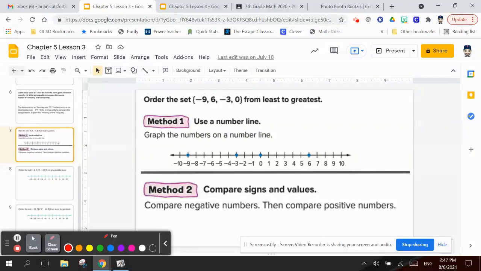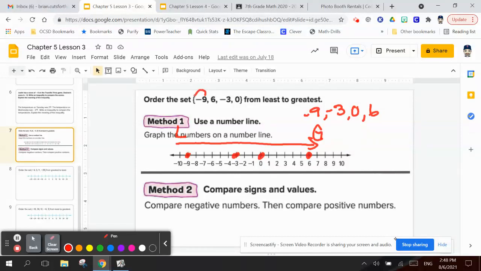So we're going to order each set from least to greatest. Okay, so number 1, method 1, you can use the number line. Graph the numbers on the number line. So we have -9, 6, -3, and 0. So here we're going from least to greatest. All we have to do is write our numbers going from left to right. So that's going to be -9, -3, 0, and 6.